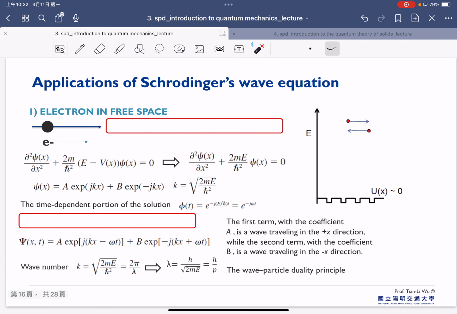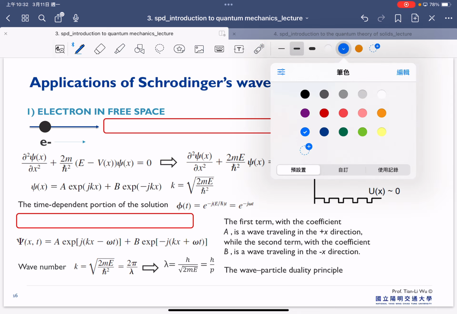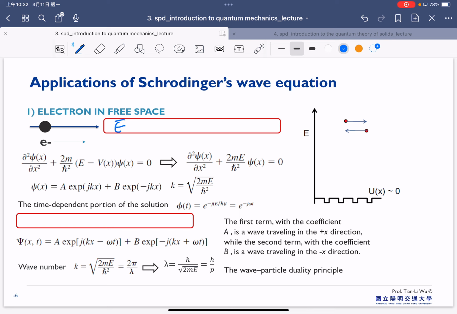Okay, finally, we have enough tools to allow us to start to understand the cases one by one. We just put in what we already know from the previous slide, and then put in the conditions here. The first one is to consider the electron in free space. So that means E and V(x) is constant.